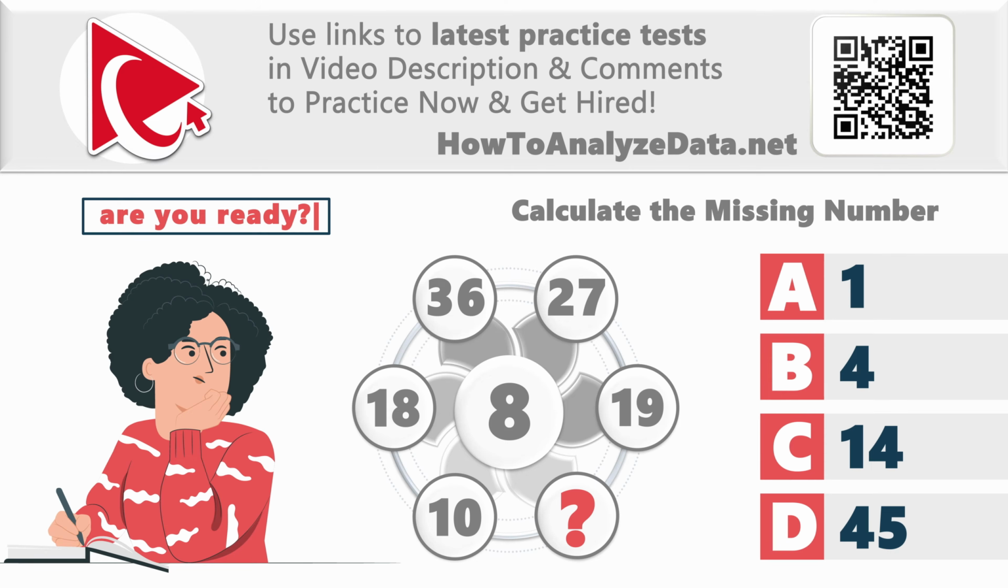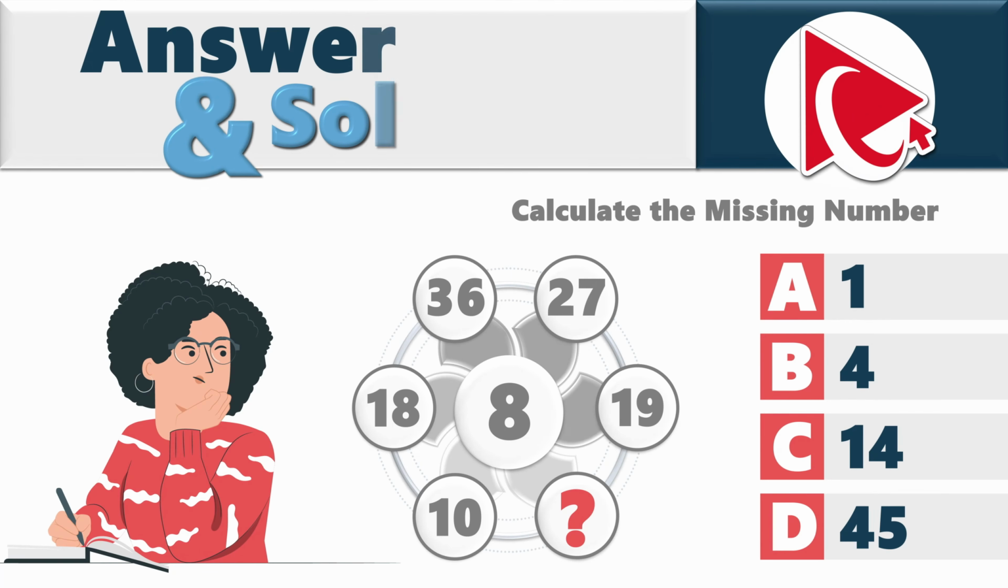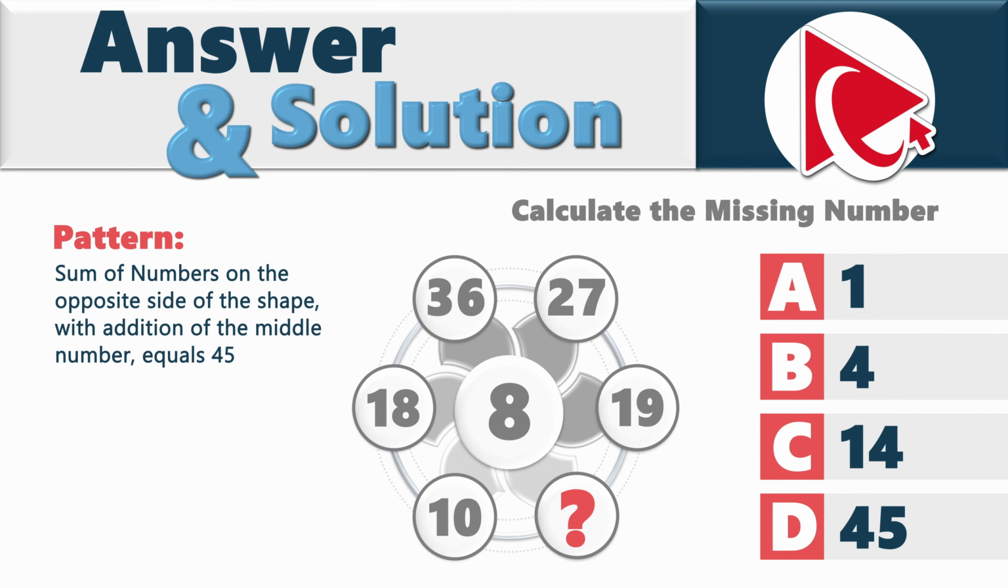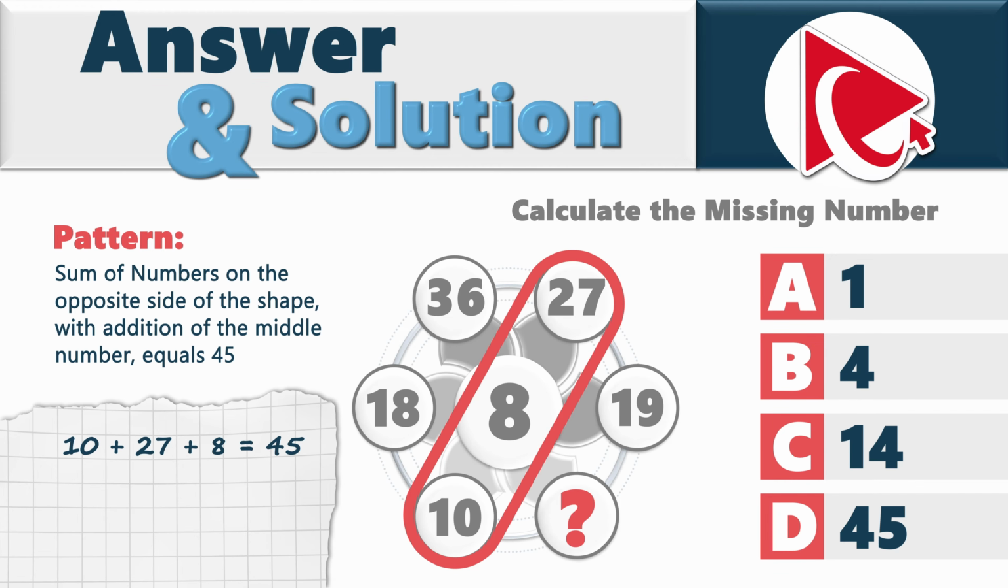Are you ready to show your answer? The pattern here is extremely simple. The sum of all the numbers on the opposite sides of the shape with addition of the middle number equals 45. Let's look at the example. 10 plus 27 plus 8 equals 45.